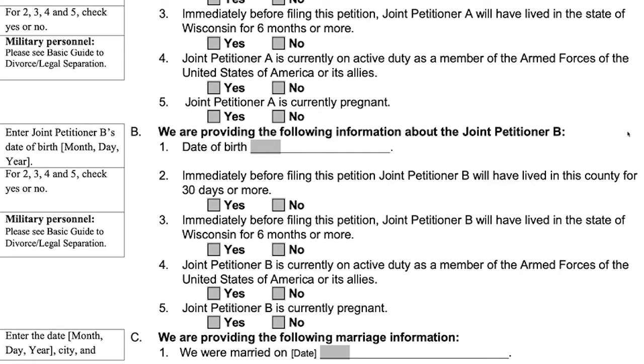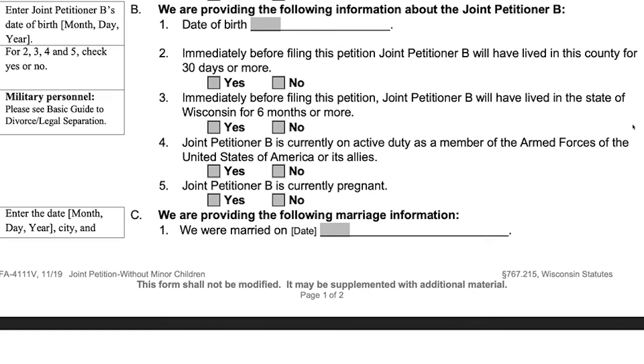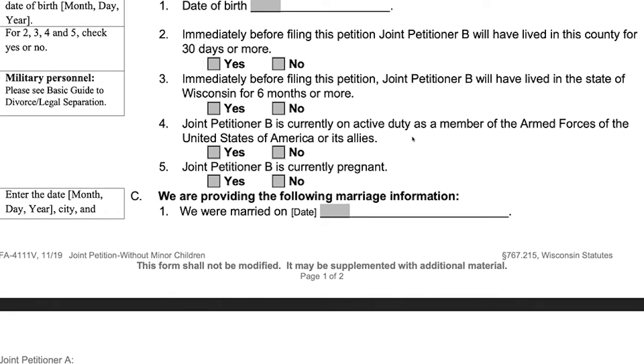So that's petitioner A, and then we do it again for petitioner B: date of birth, the 2 questions regarding residency, whether or not petitioner B is an active duty member of the armed forces, and whether or not joint petitioner B is currently pregnant.